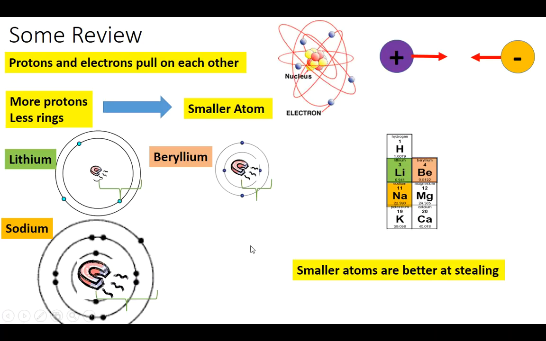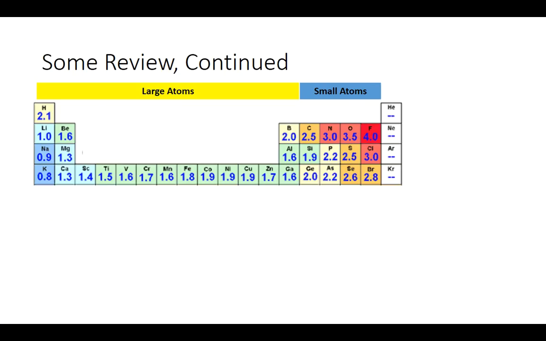The last thing we've got to talk about is small atoms are good at stealing. They're good at stealing because they have very little space to steal from. For example, beryllium, compared to lithium, doesn't have very far to reach for its magnet to grab onto something. Lithium has quite a big distance to reach, and sodium has an even greater distance to reach. So lithium and sodium are not as good at stealing as beryllium. And as you remember, as we go all the way over to the right side of the periodic table, fluorine is very collapsed. It's only got 2 rings, and it's got a fair amount of protons, and so it's very small, and it's able to grab onto other electrons and steal very well.